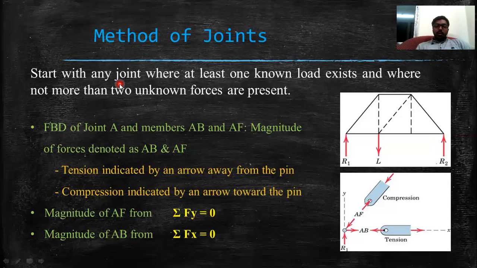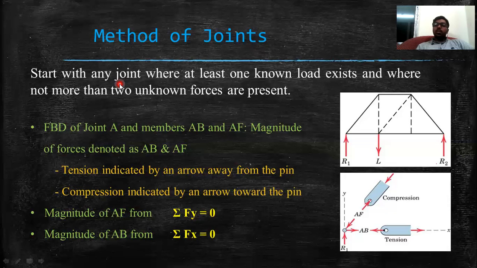our available equilibrium equations are 2j, that is, number of joints into 2, and at each joint we have two equilibrium equations, that is sum of Fx equals 0 and sum of Fy equals 0. In this particular solution method, that is the method of joints, we will use those equilibrium equations to solve for the unknown member forces.